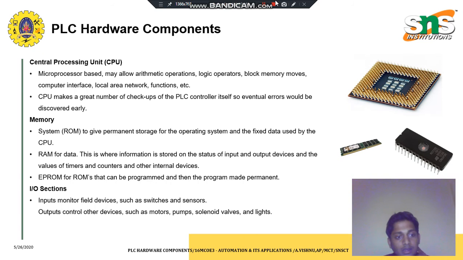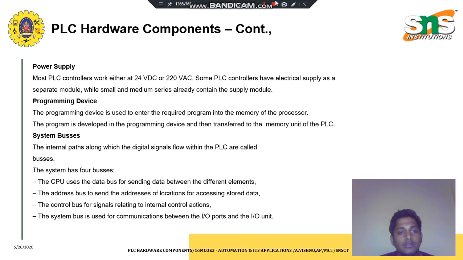Then you can see the I/O sections. I have shown the stripping of PLCs in the previous slide. In modular PLCs, you can strip the I/O section. If it is a fixed PLC, the I/O sections will be connected along with it. The I/O's inputs are such as switches or sensors, and the outputs are such as motors, pumps, solenoid valves, lights, etc. While coming to the power supply, it works with 24V DC or 220V AC supply. Some PLCs have the electrical supply as separate modules, while small and medium series already contain supply modules.